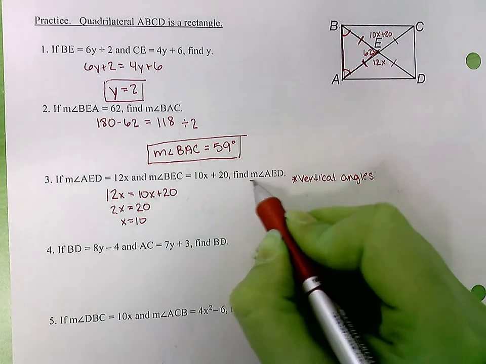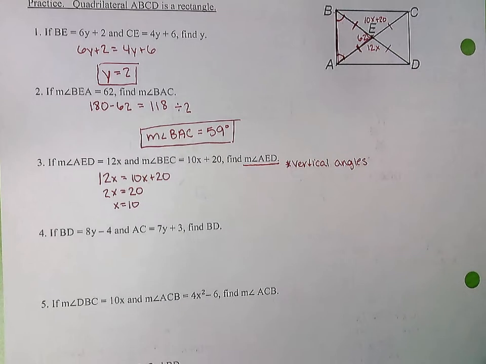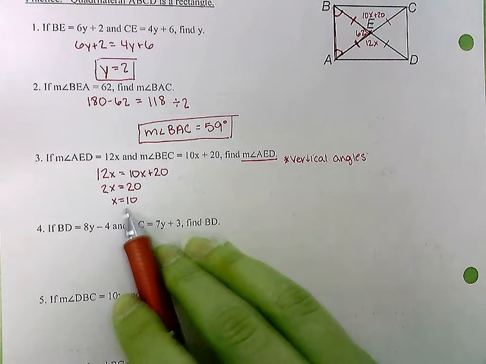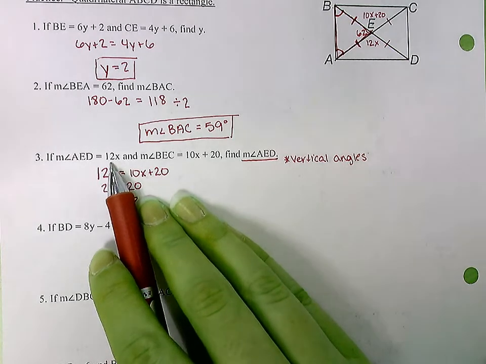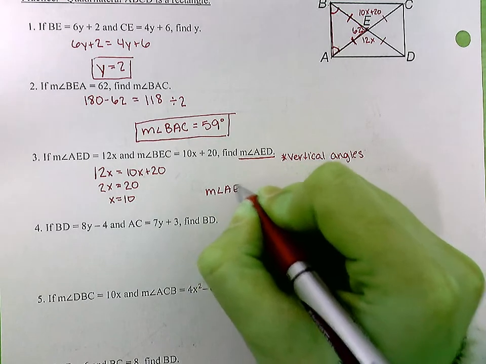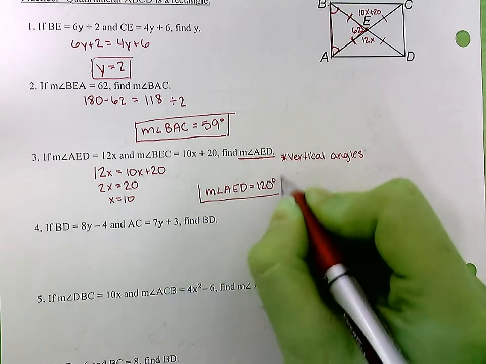Now in this problem, I had to find the measure of angle AED. Okay, so I want to plug in 10 for x right here. So I have 12 times 10. So the measure of angle AED would be equal to 120 degrees.